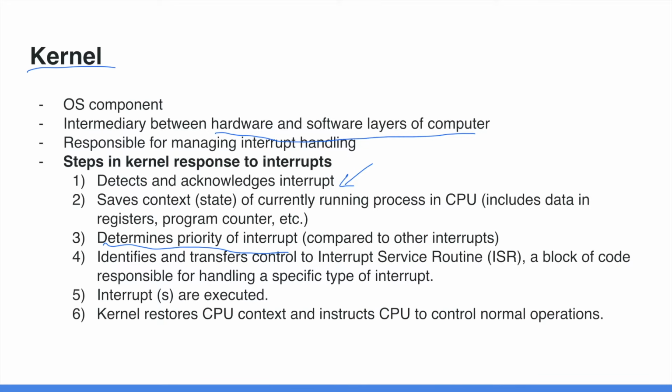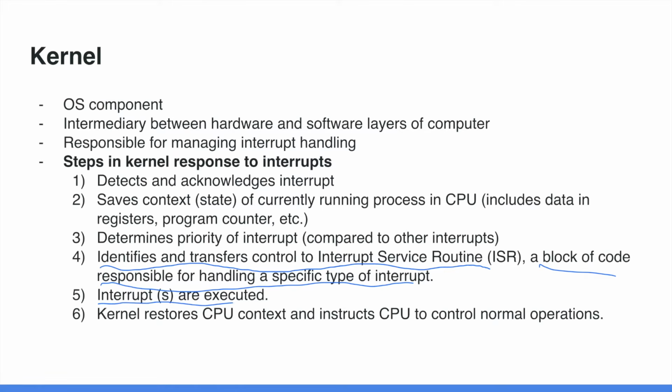So the kernel is responsible for determining the priority of the interrupt as compared to other interrupts that may be taking place. Then it identifies and transfers control to the interrupt service routine, which is our more literal interrupt handler. This is a block of code responsible for handling a specific type of interrupt. So there might be a variety of different interrupts, like an interrupt when the user types on the keyboard or when there's a software error. And there's going to be an interrupt service routine that corresponds to all of these. The kernel is going to transfer control to the specific interrupt service routine that corresponds to the type of interrupt to further deal with it.